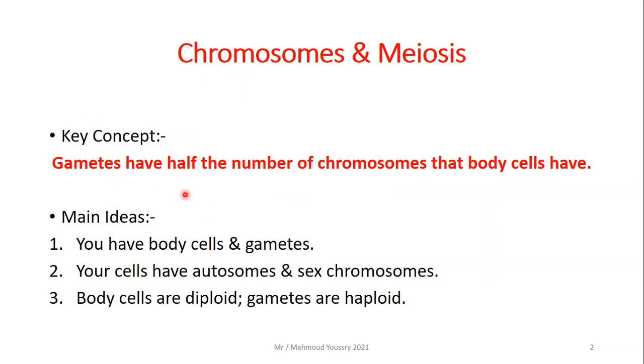Our key concept is that gametes have half the number of chromosomes that the body cells have. We have three main ideas.